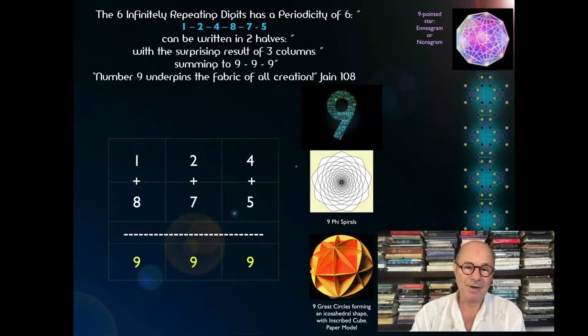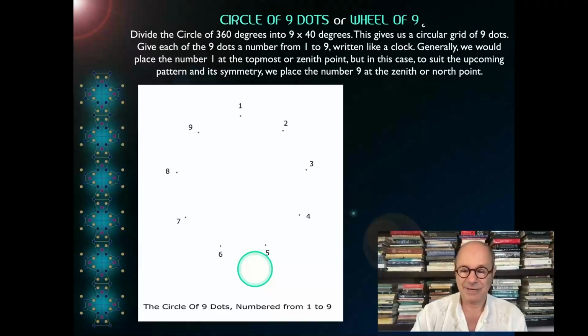But what we're going to learn from this code of 1, 2, 4, 8, 7, 5 is that when we divide it into 2 rows of 3, all the pairs, the columns, add up to 9. 1 and 8 is 9, 2 and 7, 4 and 5. So there's a lot of symmetry.